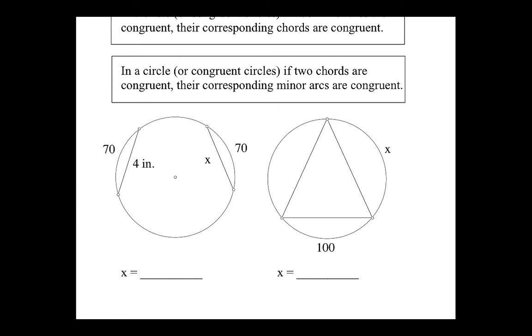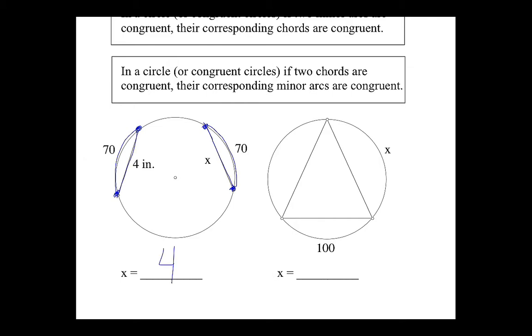So if you look at the next two examples, it's a very simple theorem to use, and we've proven that it's always true. So if this arc right here is 70 degrees, and this minor arc over here is 70 degrees, the chord that is created by connecting the endpoints of that arc has to be the same as the other chord created by connecting the endpoints of the other congruent arc. So x in this case is 4. So 70-degree arc, 70-degree arc, 4 inches, 4 inches.